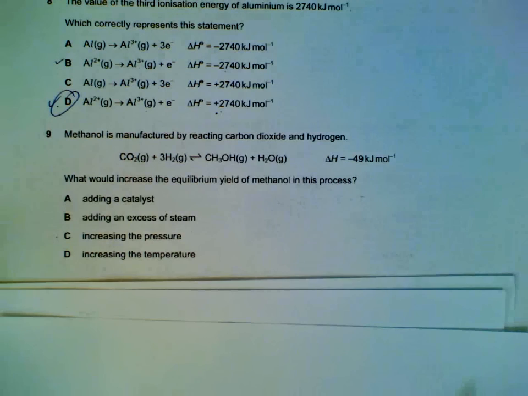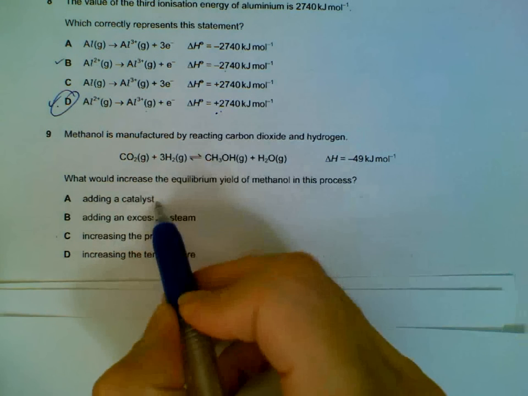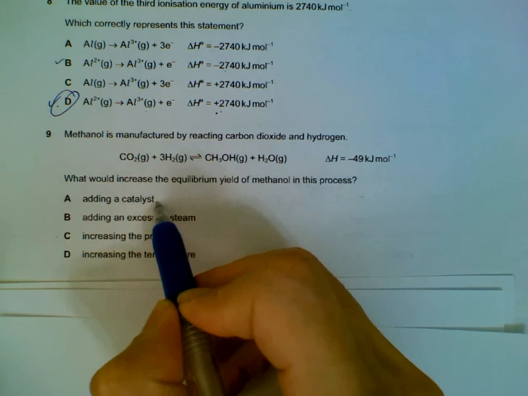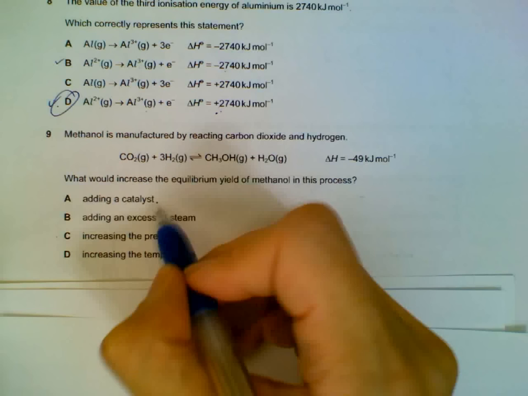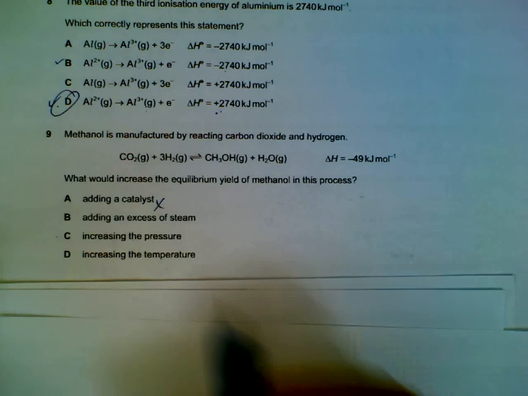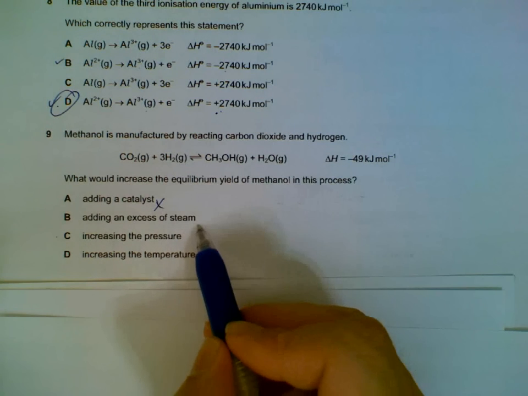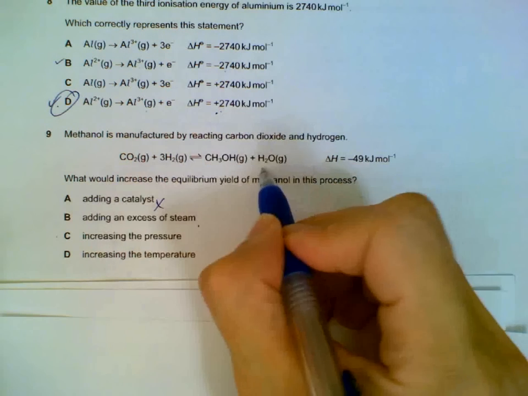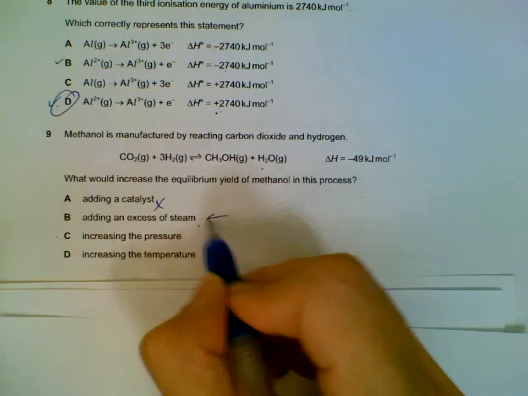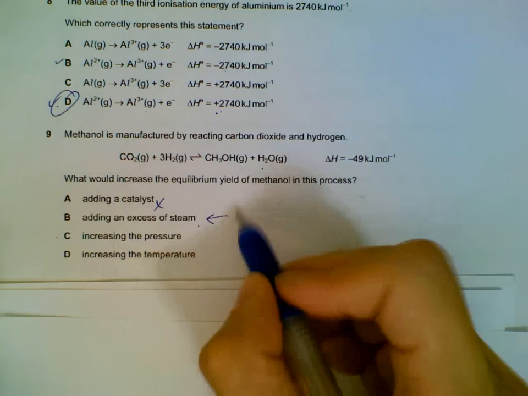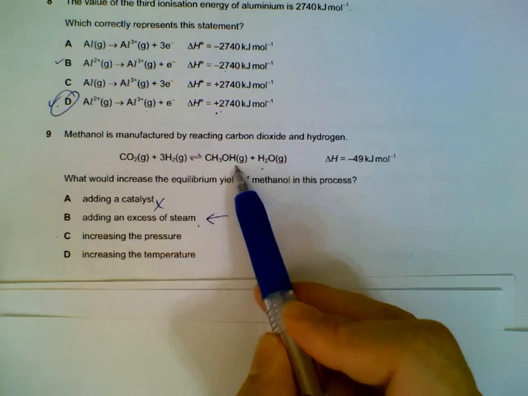Manufacture of methanol, what will increase the yield? Adding a catalyst will not change the yield, it will just allow the equilibrium to be achieved faster. Adding excess steam will shift the equilibrium. Steam is here, so it will shift the equilibrium to the left side. That's not what we want. We want more methanol.